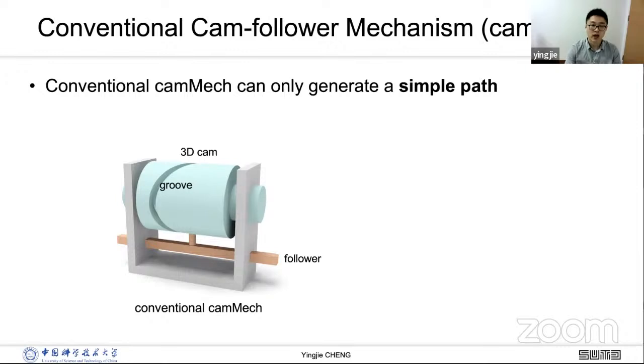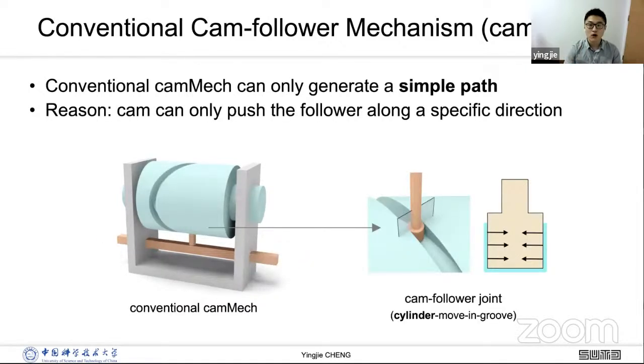It is driven by the cam's rotation. And the support structure is in gray. It is fixed in space to hold all of the other parts. As aforementioned, the conventional CamMech can only output simple motion paths, such as a linear path shown here. The reason for the simple motion path is that the 3D cam can only push the follower along a specified direction, since the cam-follower joint is modeled as a cylindrical move-in groove joint.